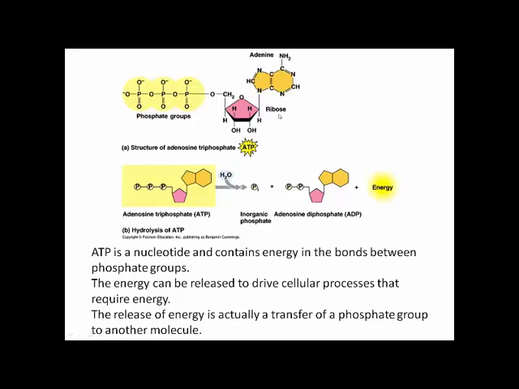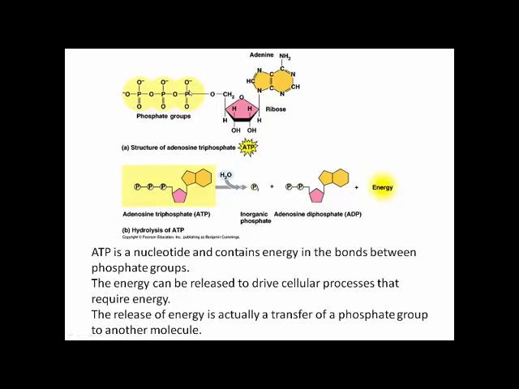ATP is actually a nucleotide. And you might remember a nucleotide has a sugar, phosphate, and base. ATP has an adenine base, and this is an RNA base. But nucleotides aren't just used for building nucleic acids. This is a nucleotide with 3 phosphate groups.